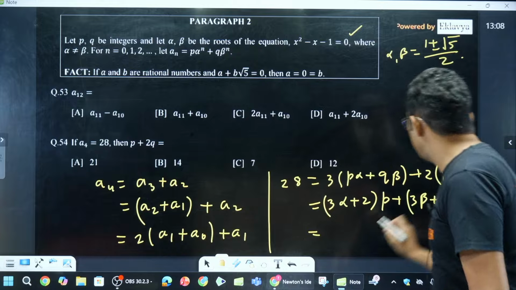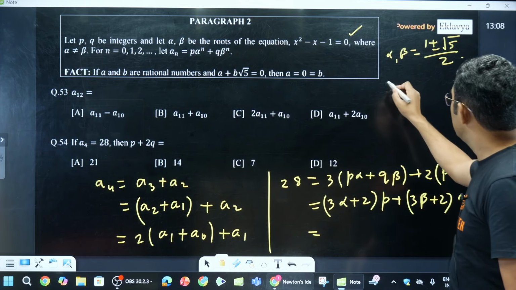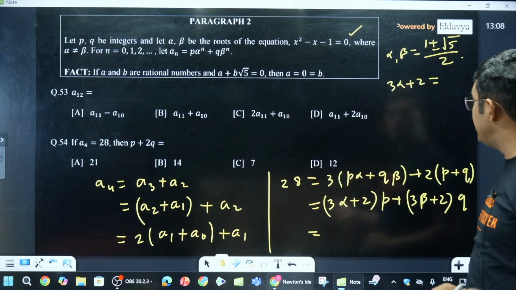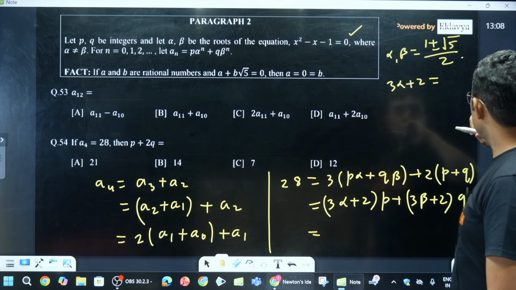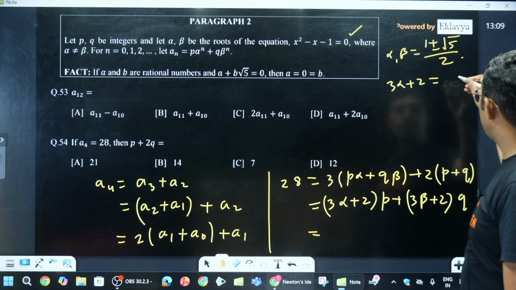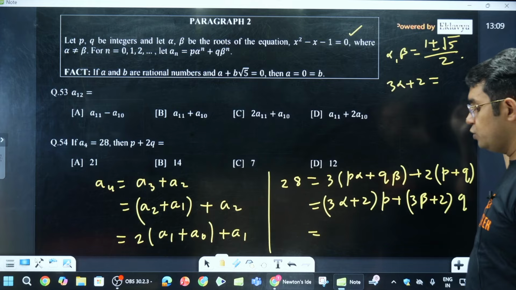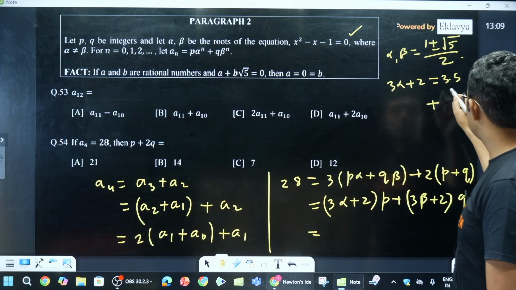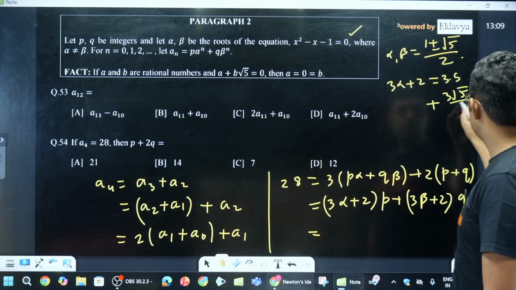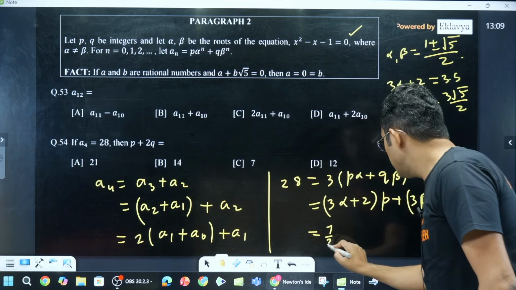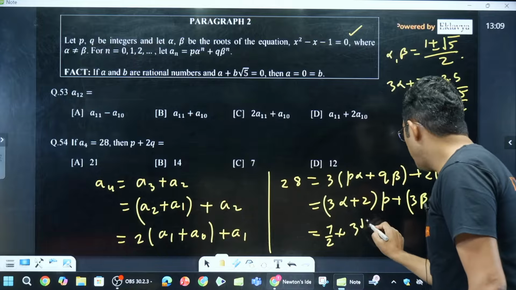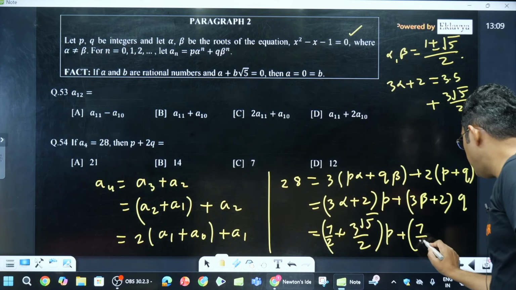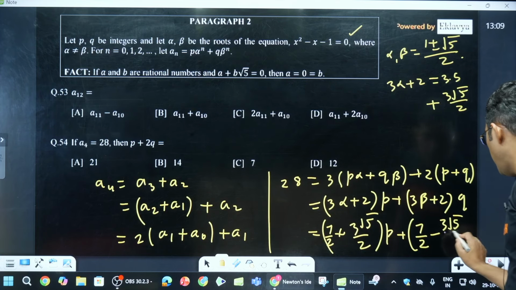Okay, if I write it completely, 3 alpha plus 2 has to be, if I take alpha with plus sign, 3 times 3 by 2, so 1.5 plus 2. 1.5 plus 2 is how much? 3.5. Okay, plus this will be 3 root 5 by 2. So 7 by 2 plus 3 root 5 by 2 into P. And in this case, it will be just 7 by 2 minus 3 root 5 by 2 into Q.